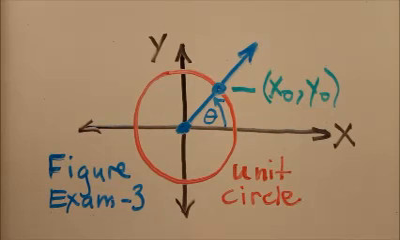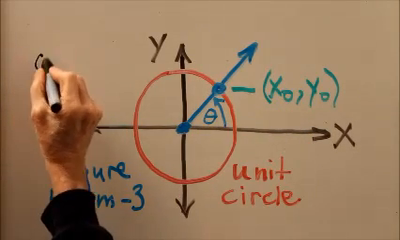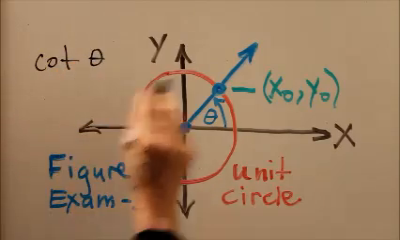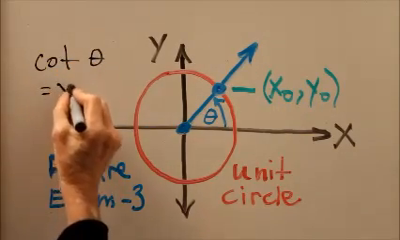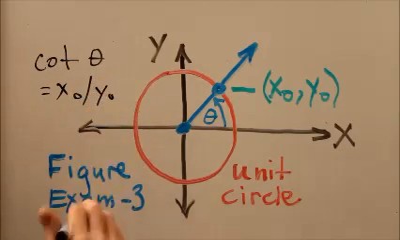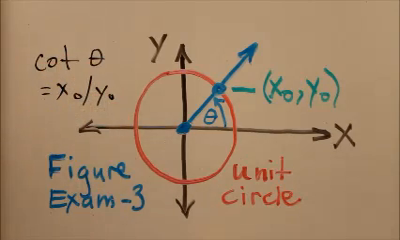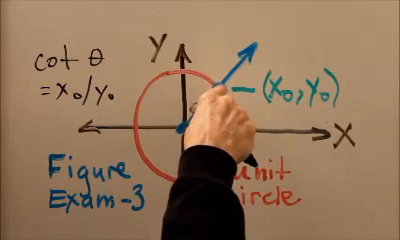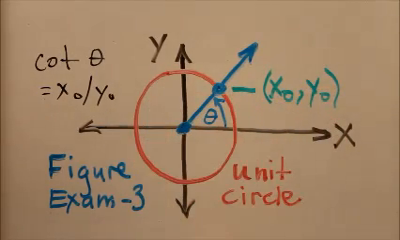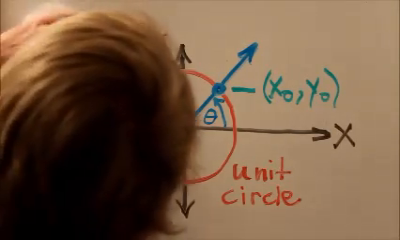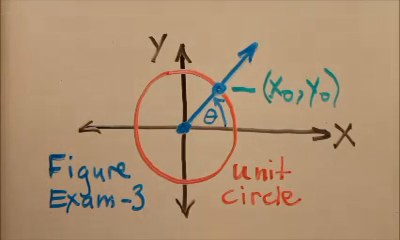Choice B, the arc cotangent of x sub 0 over y sub 0. Well, the cotangent of theta, by definition, equals x sub 0 over y sub 0. So the arc cotangent of x sub 0 over y sub 0 equals theta. Remember now here that x sub 0 is the x coordinate of this point. Y sub 0 is the y coordinate of that point. So we can rule out choice B because it is a true statement.